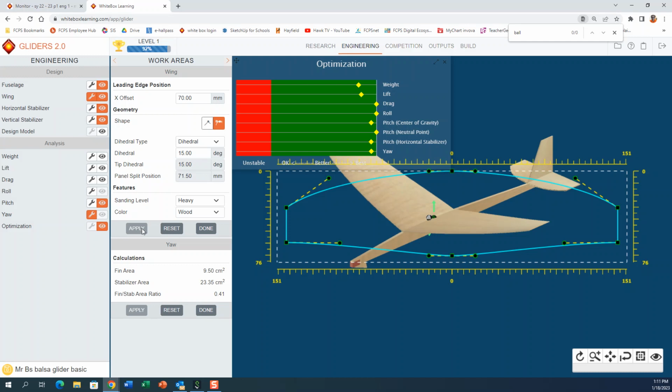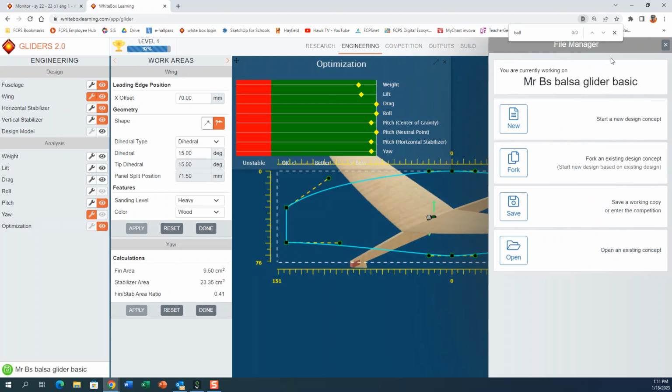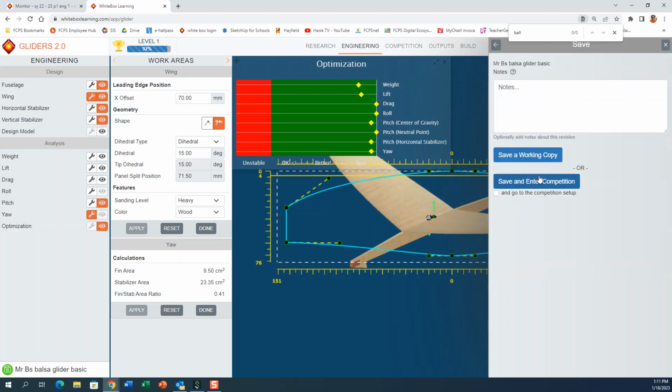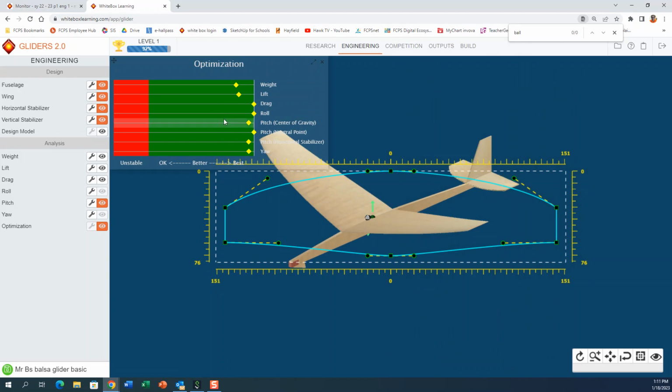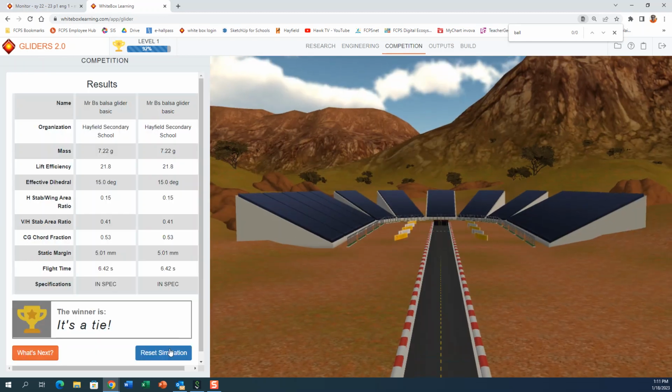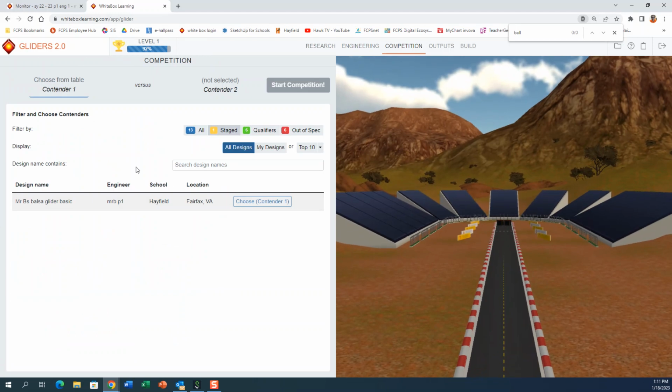Our lift stayed about the same, but we increased our numbers. Our overall optimization scorecard looks pretty good. I want to go compete this, put this in the competition. I'm saving, entering competition. Let's go see what happens. Reset simulation, compete against myself. Go.